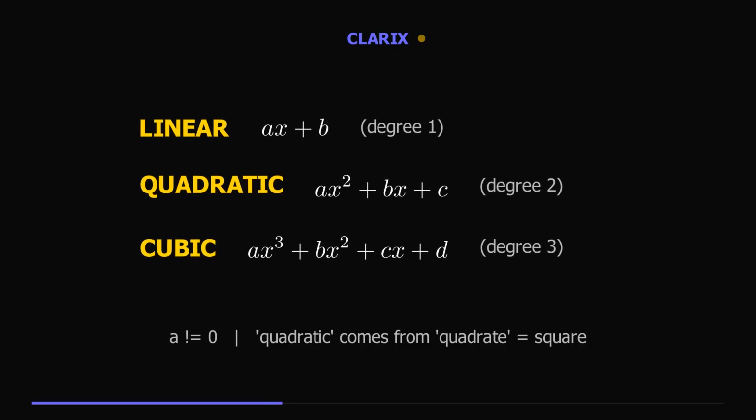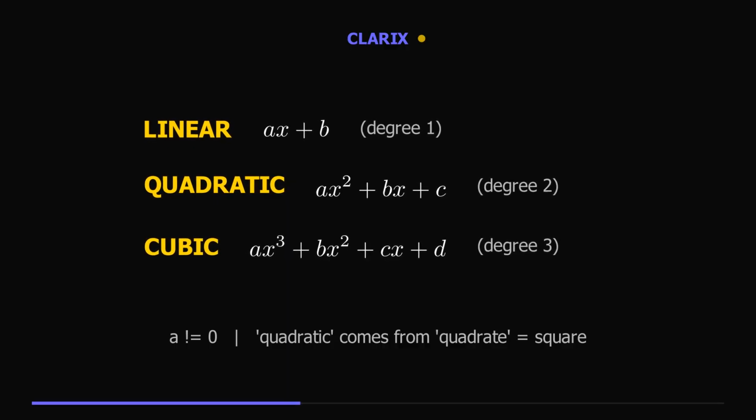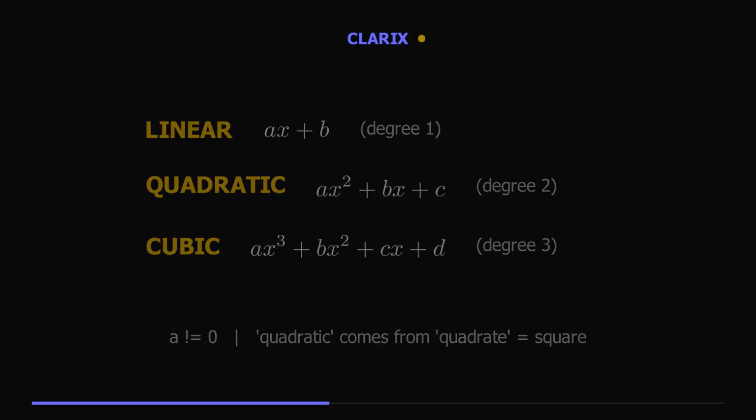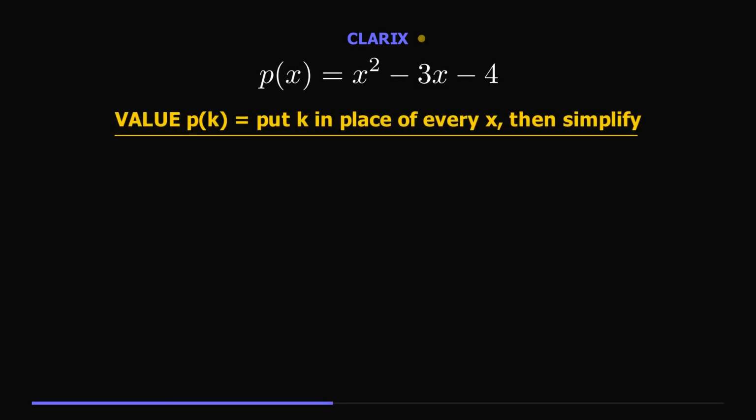A degree 2 polynomial is called quadratic. General form, ax squared plus bx plus c, again with a not 0. Fun fact, the word quadratic comes from quadrat, meaning square, because of that x squared. And a degree 3 polynomial is called cubic. General form, ax cubed plus bx squared plus cx plus d with a not 0. So degree 1, 2, 3: linear, quadratic, cubic. Lock those in.